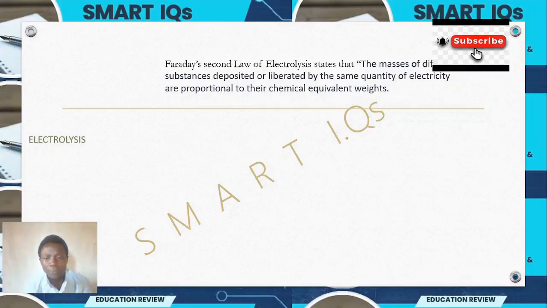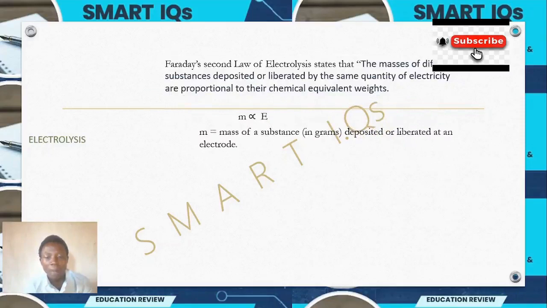What are we saying? The masses of different substances that will be discharged when we have equal quantities of electricity will be proportional to their chemical equivalent weight. So mass is directly proportional to their chemical equivalent weights, where our m still represents our mass, remember, and our E represents the equivalent weight of the substance.